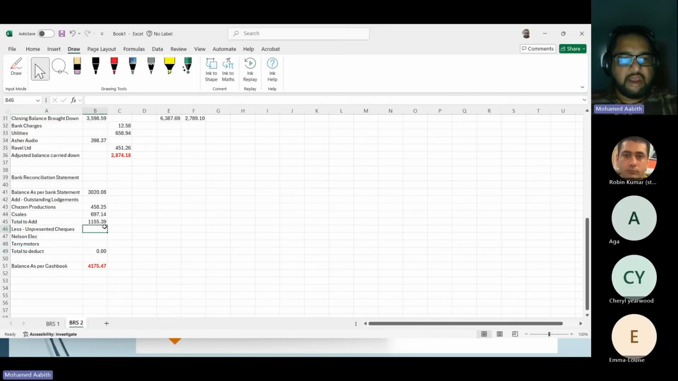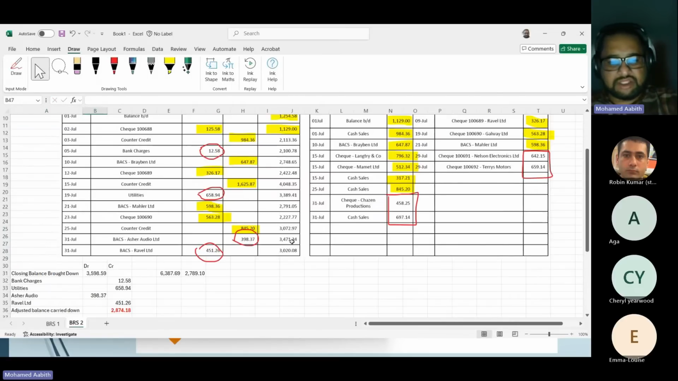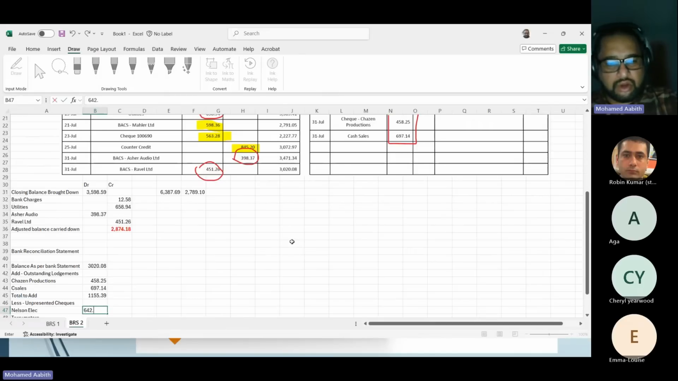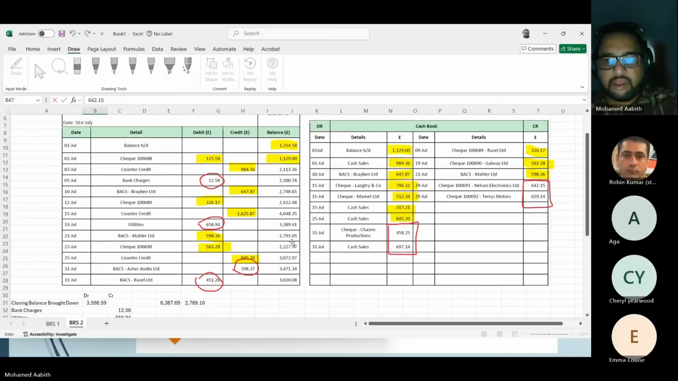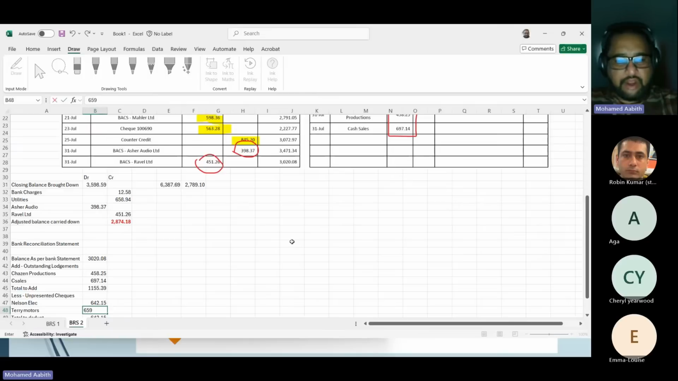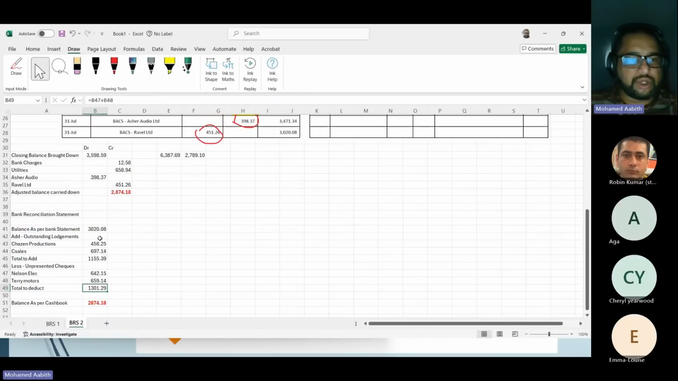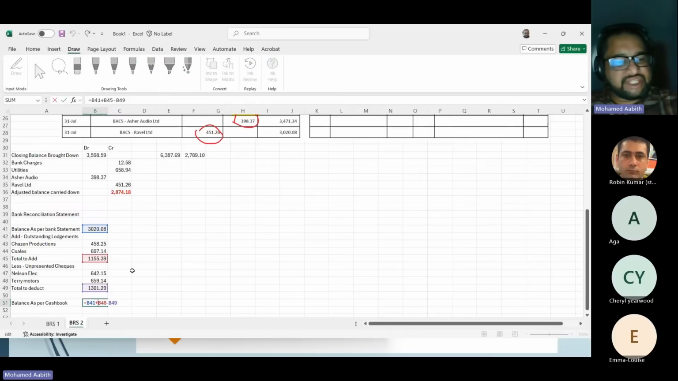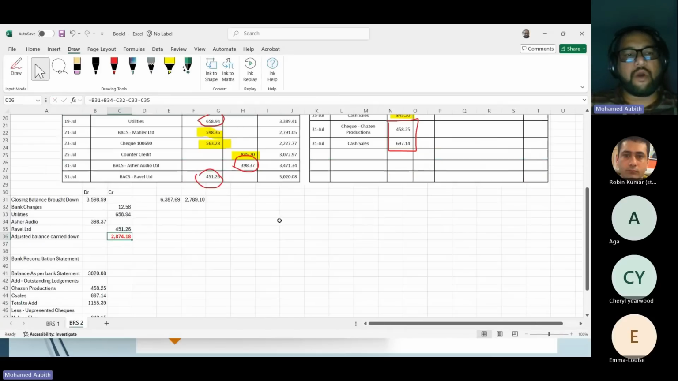Okay, so let's see here. What are the numbers I need to deduct here? 642.15 and 659.14. Can you see here the total to deduct was 1,301 pounds and 29 pence. So when you add that number and take that away, my cash book balance is showing as 2,874 pounds and 18 pence, which is exactly the same number we found out from my cash book. Exactly the same number.